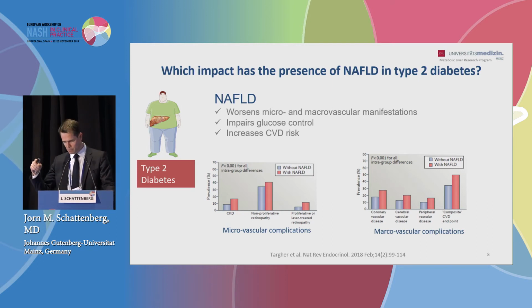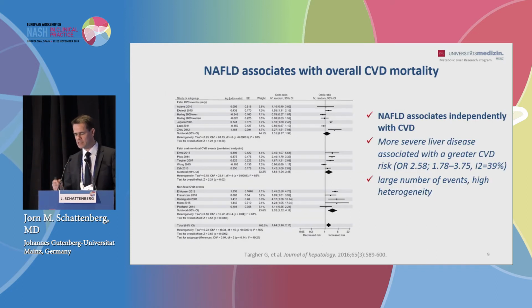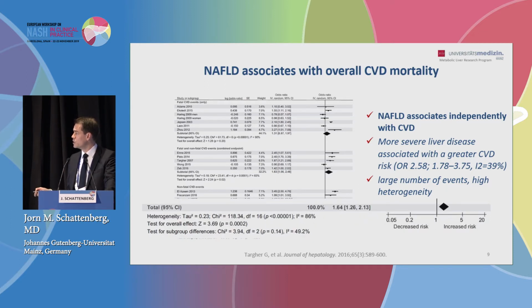So I think this is one aspect of the epidemiological data we have. Having NAFLD in a patient with diabetes makes your cardiovascular risk higher, and this is also something that can be observed from this meta-analysis. It's a very busy slide, but I'm going to highlight the top result at the bottom. If you have NAFLD, your overall cardiovascular mortality risk is higher, and the odds ratio that comes out of all of these different studies is 1.64, independent of other metabolic risk factors associated with cardiovascular disease.